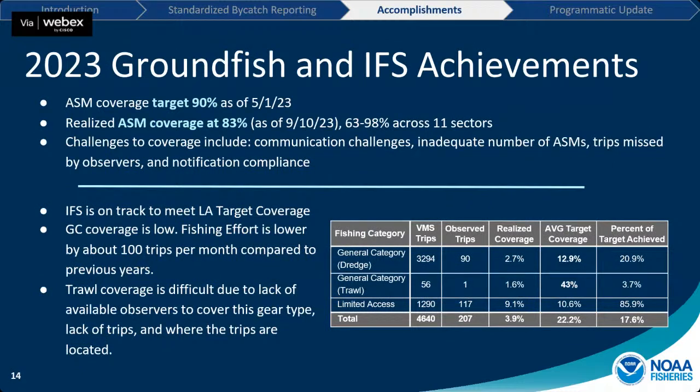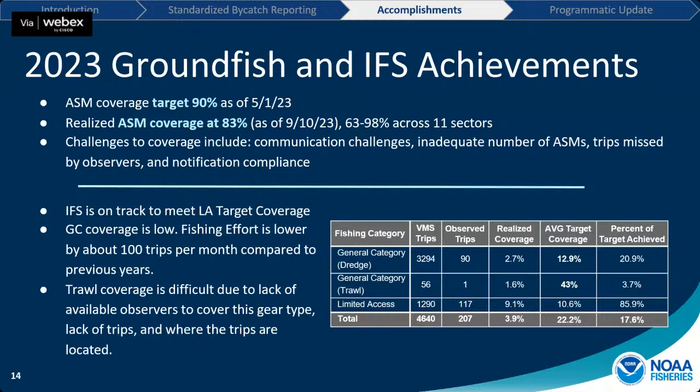As far as groundfish and industry-funded scallops, our at-sea monitoring coverage target rate for this groundfish fishing year, which began May 1st, 2023, is 90%. That is up from 80% last year. Our realized coverage, as of a couple weeks ago, is 83%. That's an average over 11 sectors, and it ranges anywhere from 63 to 98%, depending on the sector.